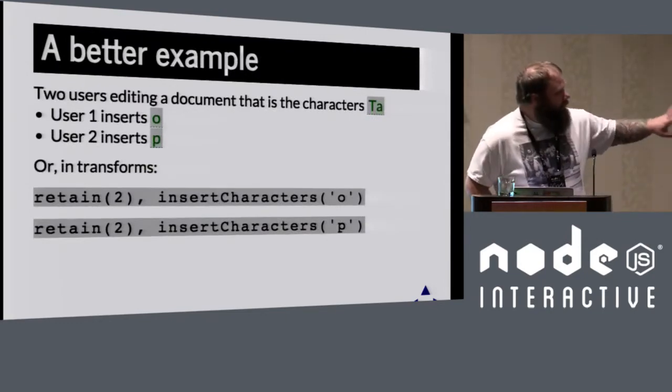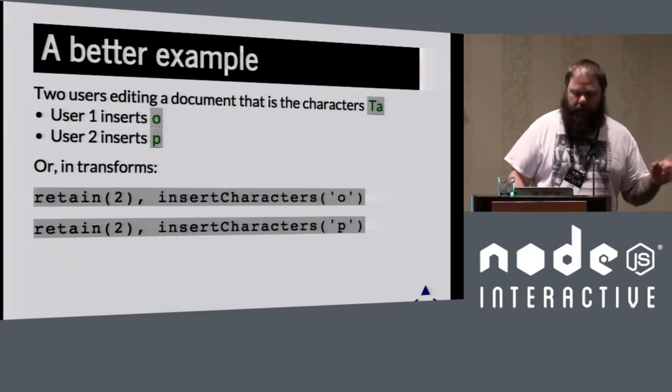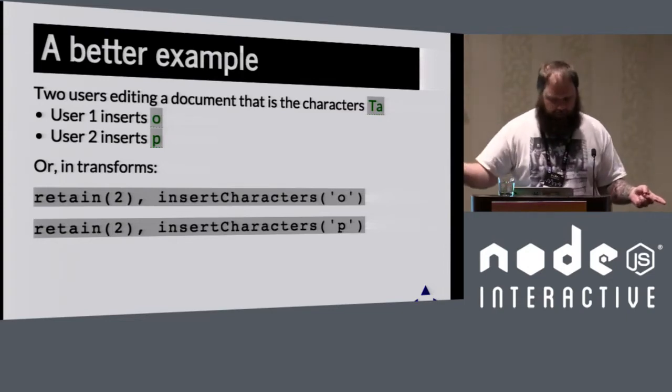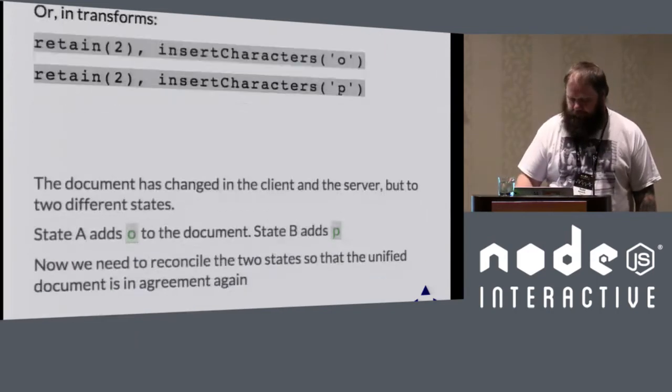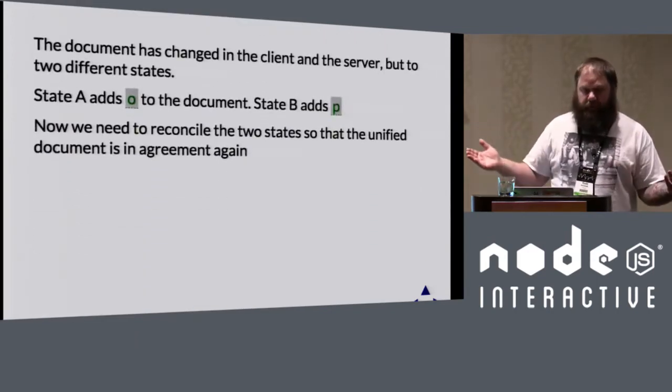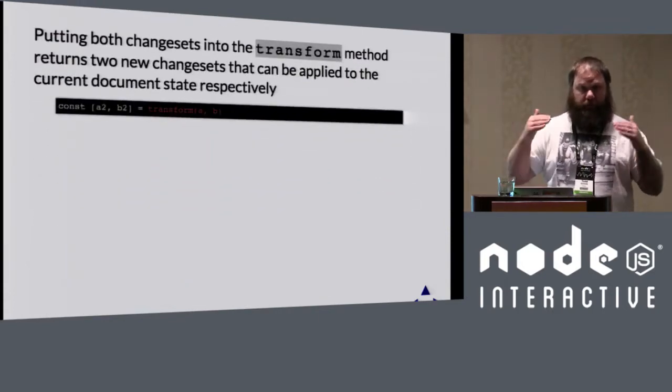So we'll do a better example. We've got 2 users editing a document that has the characters T and A. User 1 inserts O, user 2 inserts P. So we've got retain 2, insert O, retain 2, insert P. So now the document's diverged. We have 2 different edits of it. We have 2 different states, and we want to reconcile those.